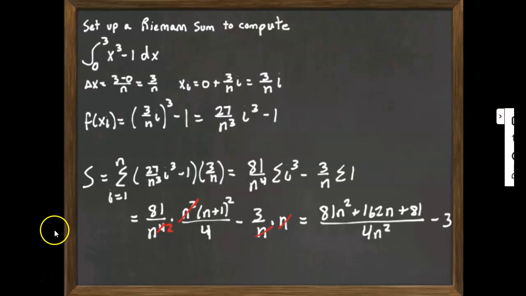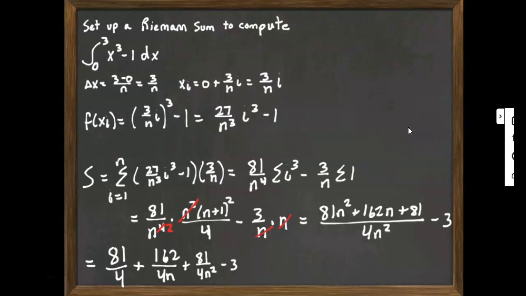And so at this point we just need to do a little bit of simplifying. Distribute the bottom into each thing in the numerator. So 81n squared over 4n squared is going to be 81 over 4. And then I have 162n over 4n squared. The n's will cancel. Yes, I could reduce 162 over 4, but I'm just going to leave it as 162 over 4n. So 1n goes on the top, we still have 1 in the bottom. And then plus 81 over 4n squared minus 3.